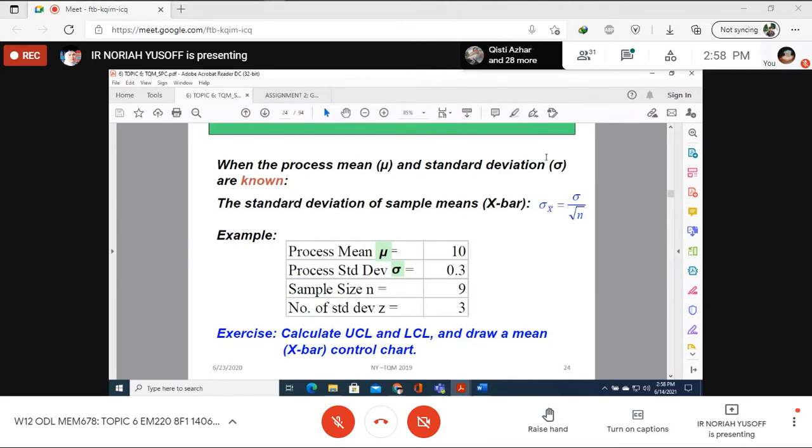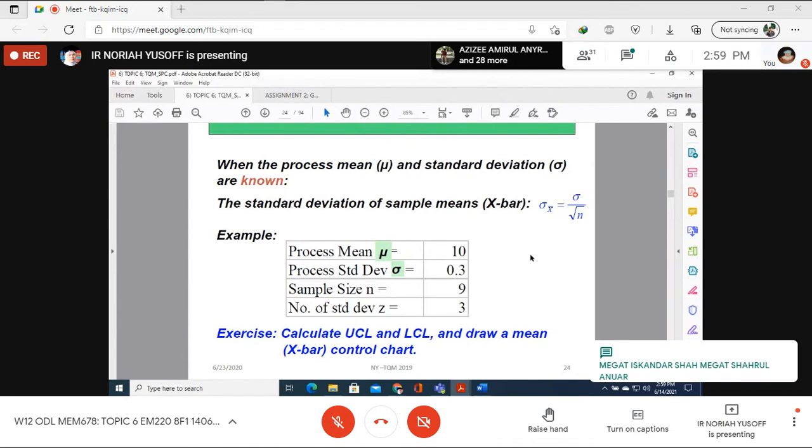So who can calculate the value of the standard deviation of the sample means? What is the value? Sigma is 0.3, divided by the square root of n, which is 3. So 0.3 divided by 3. So what is the value? 0.1. So it's not difficult, right? As long as you understand. Okay.